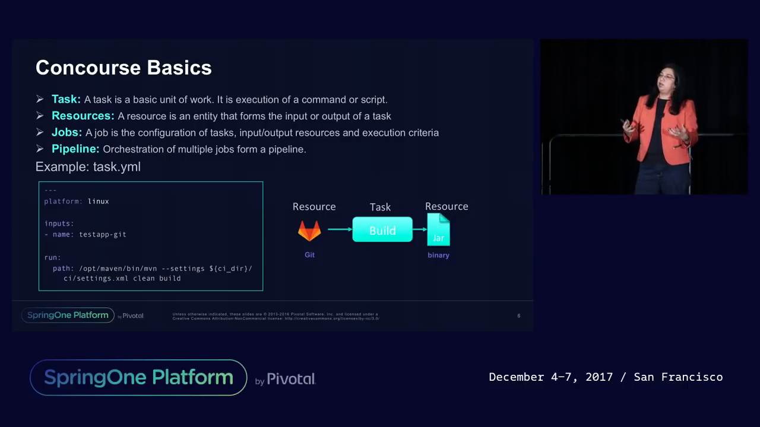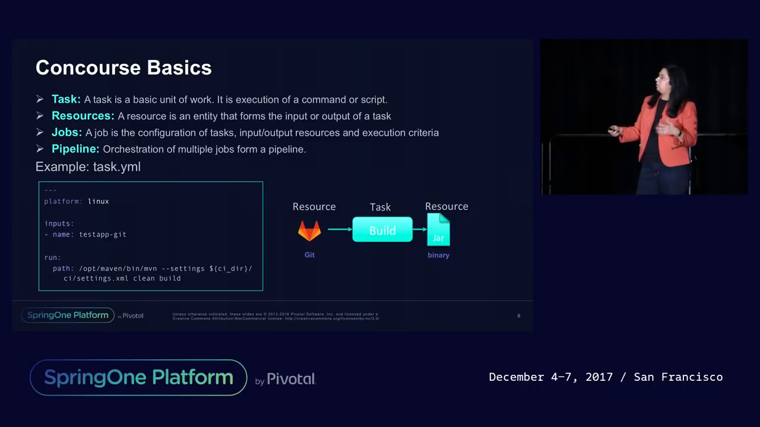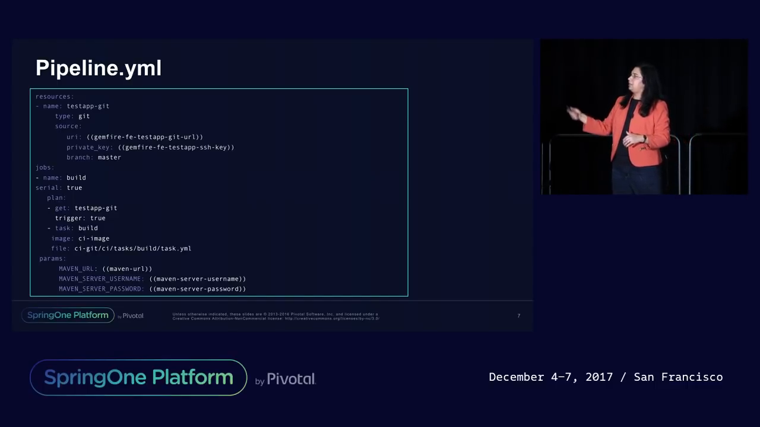And then a job actually configures your task. It tells you what your resources are, what the task is that you need to perform, and when it gets triggered. So what is your execution criteria? That's what a job gives. And then a pipeline is the orchestration of those jobs. You can orchestrate multiple jobs to create your full pipeline. Concourse is all written in YAML. Here's an example of how task.yaml looks, and I'm not going to dive deep because that's what we're going to talk about when we go into the code. And this is how the pipeline looks. We have the resources defined and the jobs defined, and then the trigger criteria and the parameters that it uses.